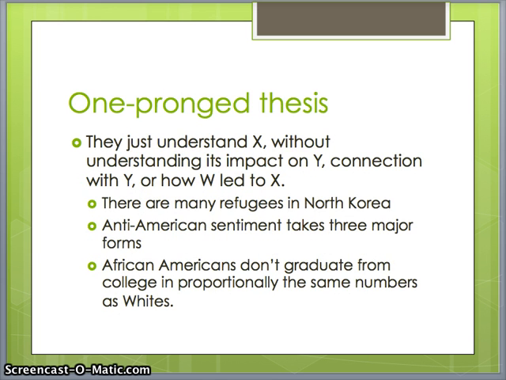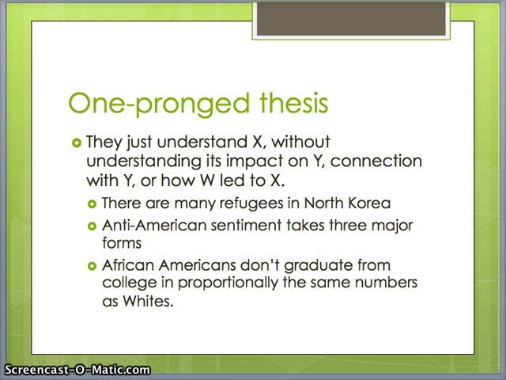Okay, now here's another example of a weak thesis, a one-pronged thesis, where you just looked at X without understanding its impact on Y, or its connection to Y, or how W led to X. Let me give you some examples. There are many refugees in North Korea. Okay, you could argue that, you could prove it, that would be a central understanding of your paper. But it doesn't have any relationship to something else. What's the political impact, or the religious impact, or what's its impact on some other area of life?